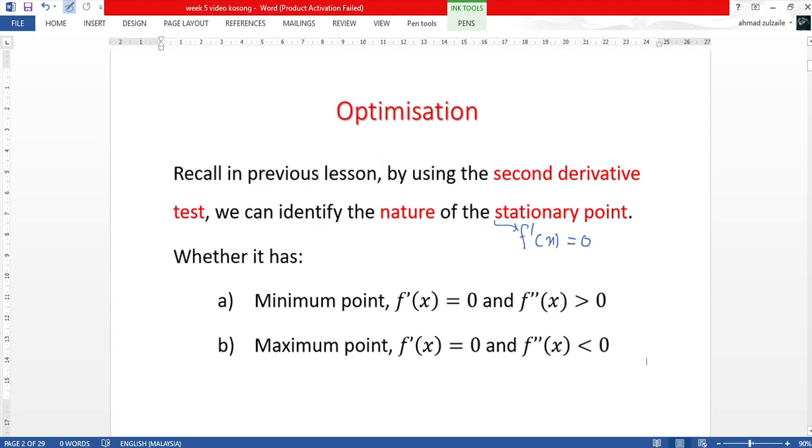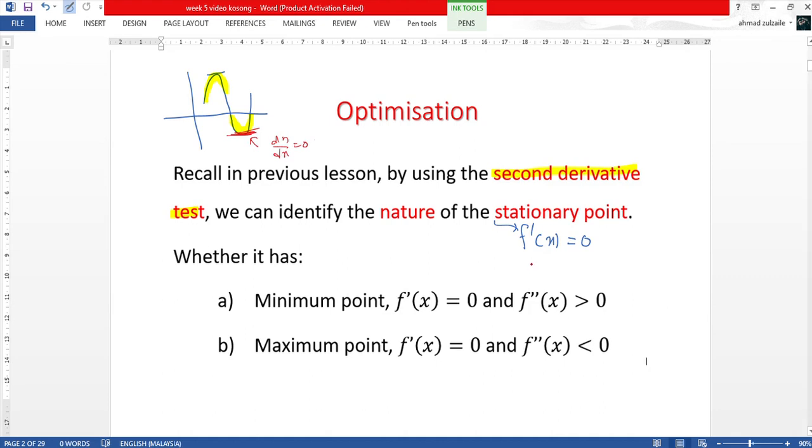But for the nature, for example, let's say you have this kind of diagram. In order to identify what kind of nature this curve has, you have to use the second derivative test. The second derivative test will identify the nature for this curve and also this curve, right? What we know at this point or at this point is that dy over dx equals 0, but in order to identify the nature of the stationary point, we can use the second order derivative.